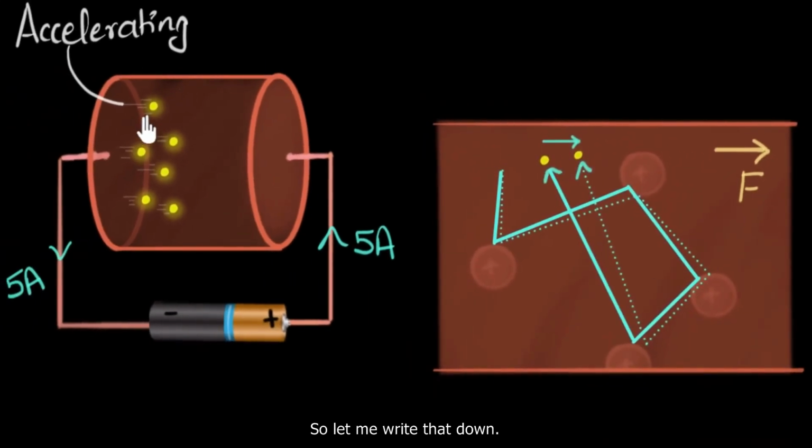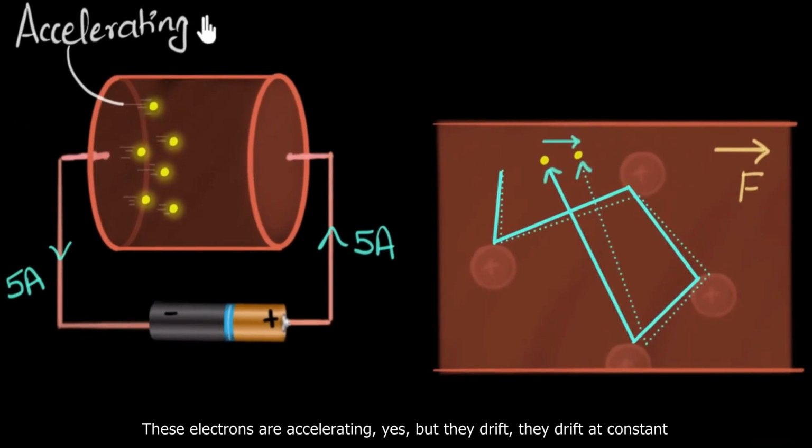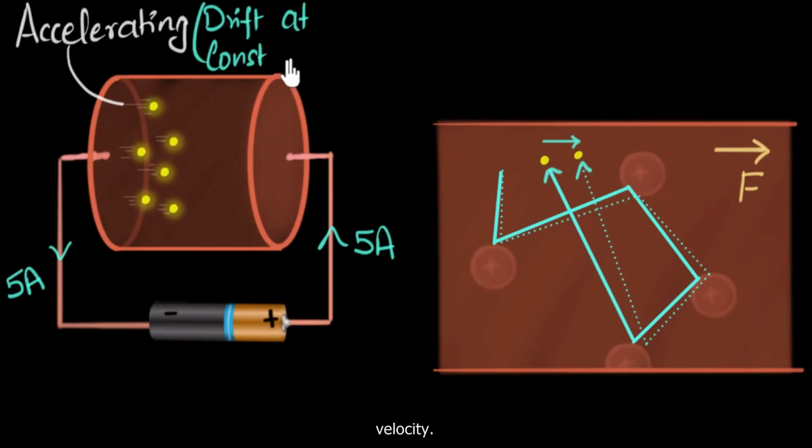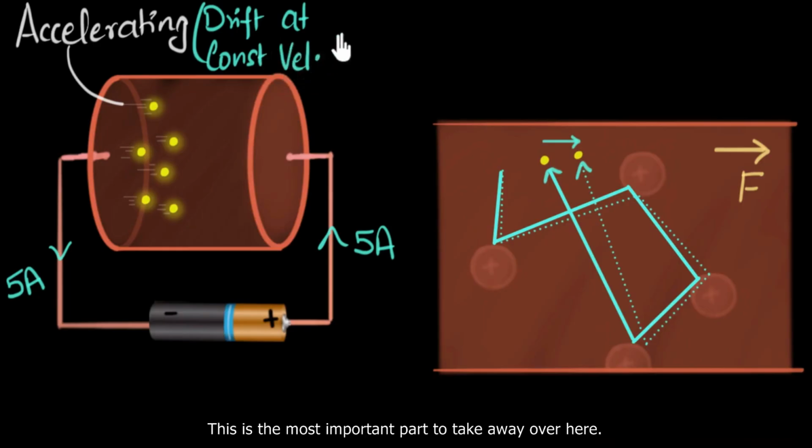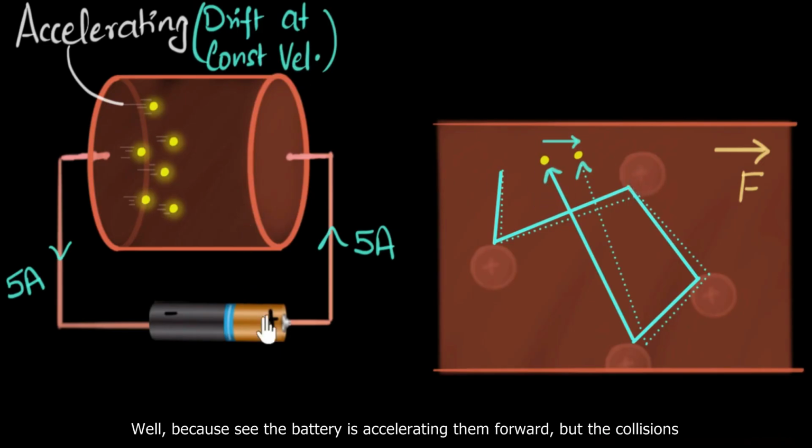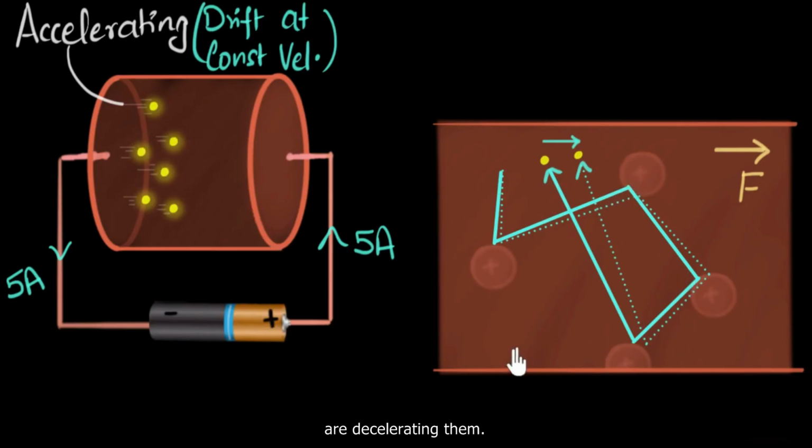So let me write that down. These electrons are accelerating, yes, but they drift at constant velocity. This is the most important part to take away over here. So why are they on an average drifting at a constant velocity? Well, because the battery is accelerating them forward, but the collisions are decelerating them, and that balances out, and as a result, they end up moving with a constant velocity, the drift velocity.